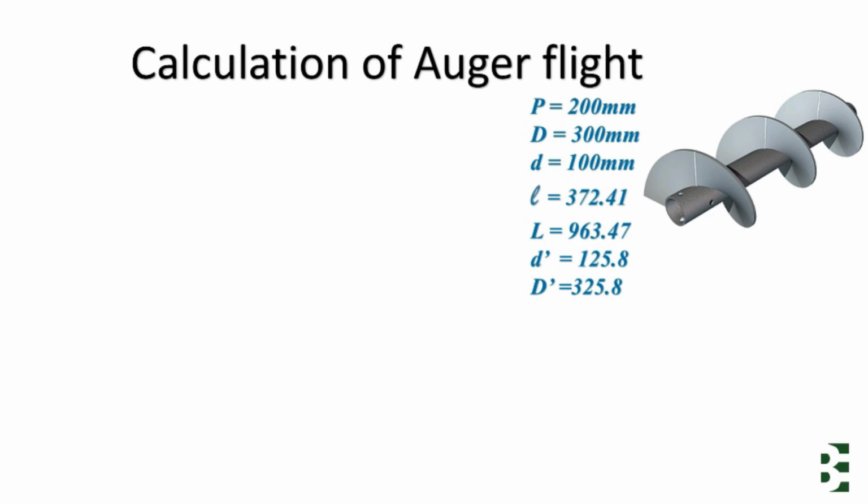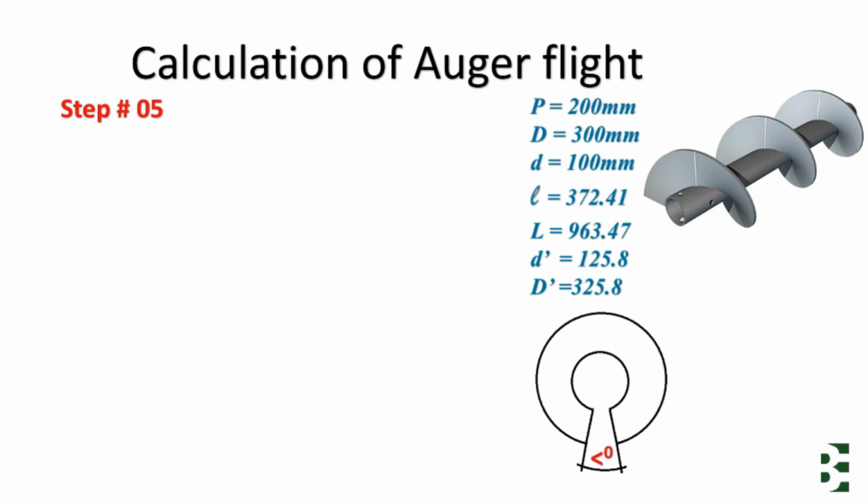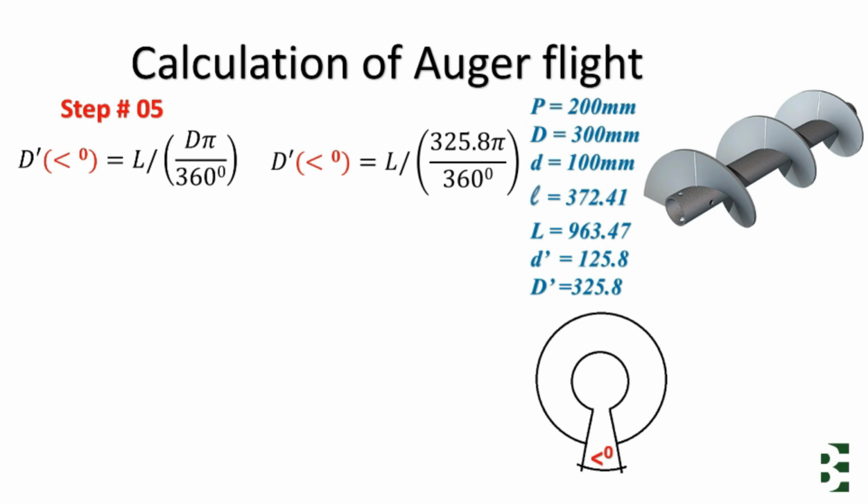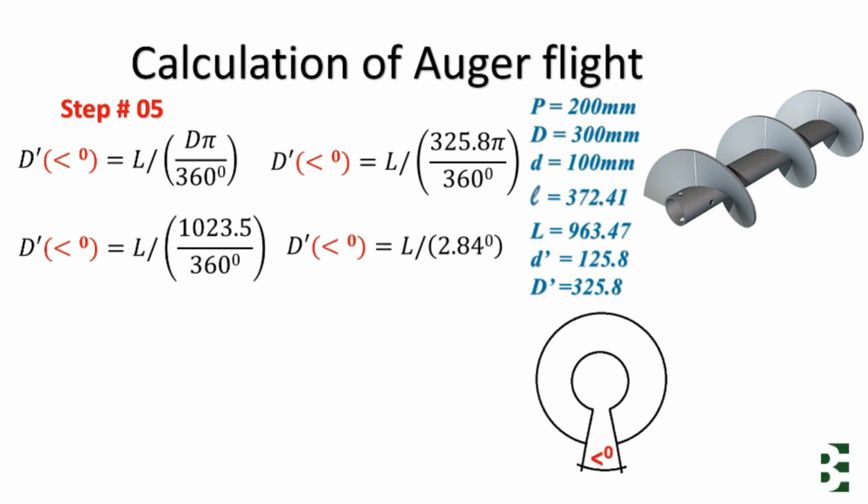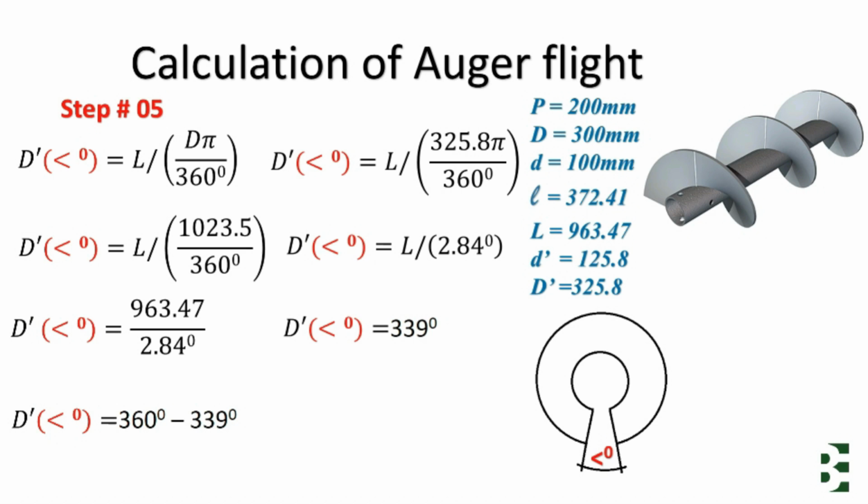In step 5 you can see we need to calculate the cutting degree. And for this we have the formula, the total length divided by the circumference, times 360 degree. Now we will put all the values and it will give how much length we have in 1 degree, and we have the total length 963 divided by 2.84, and this is the whole circumference we need for one segment. And from 360 degree I will minus 339 and I have the result 21 degree. This is the final cutting degree.